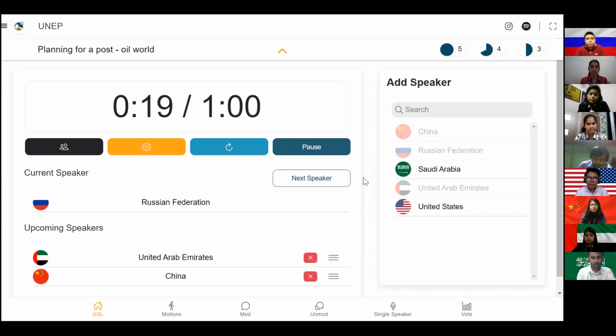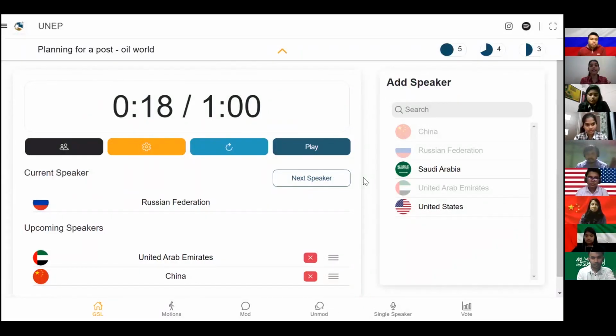Thank you. Now the delegate is left with around 19 seconds. And let us see how he yields his time. He has three options. Either he should be open to points of information and the other delegates will be able to ask questions from him, or he can yield his time to the chairperson or to any delegate.